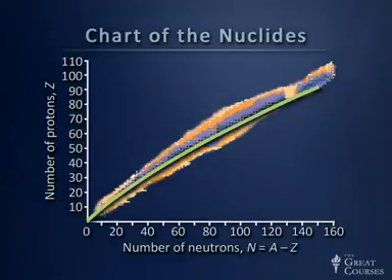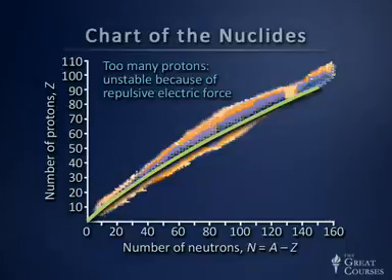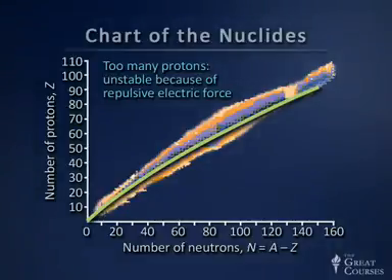So this is the chart of the nuclides. It shows all the existing nuclei. There aren't any nuclei way up to the upper left because they would have too many protons. They would be unstable because the electric force would drive them apart. There are also no stable nuclei down in this lower right region because they would have too many neutrons.